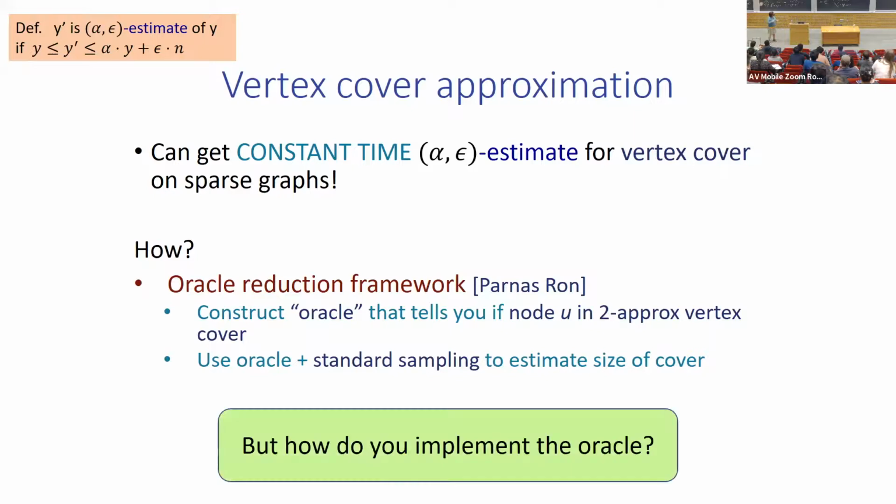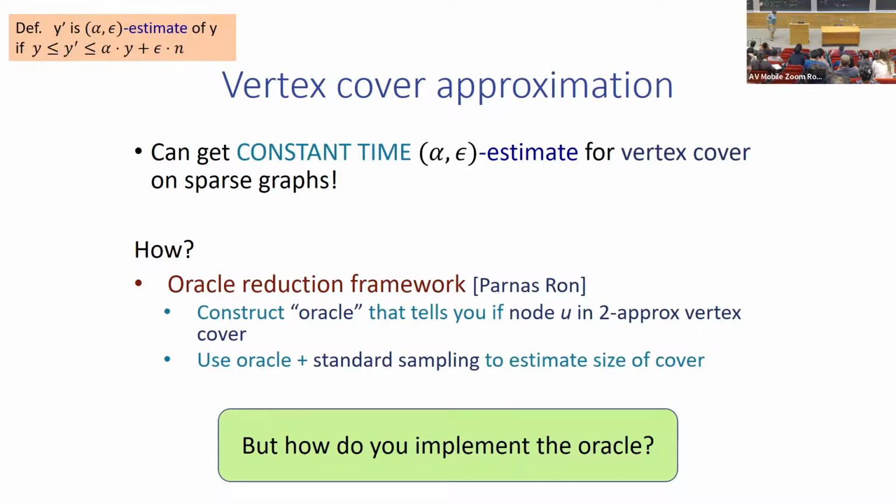All right, so if you had a perfect oracle, you could estimate the size of the vertex cover to within epsilon n. And that's what I mean by oracle reduction framework. It's that simple. Now I'm going to show you how to implement the oracles, and I just want you to understand how we're going to use them later. And that's the big question: how do we implement the oracle?